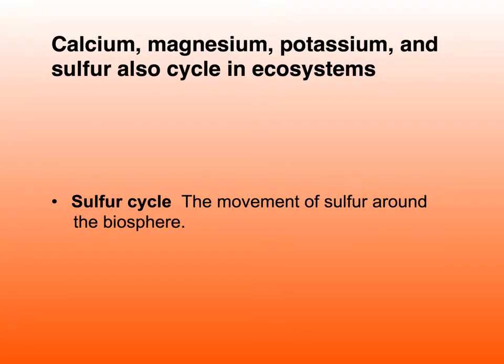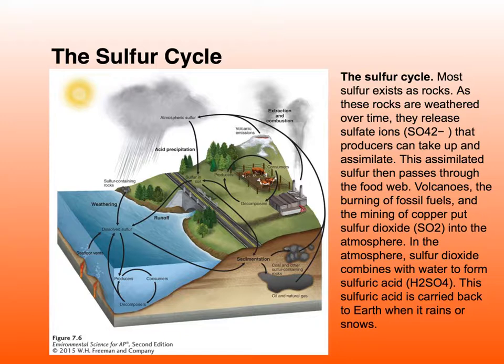Sulfur cycle. Here's sulfur stuff. What you need to know about sulfur is that we burn coal. Volcanoes have a little bit of it too. In fact, this stuff is really caustic to breathe. It's acidic. We get acid rain from it. H2SO4 is sulfuric acid.